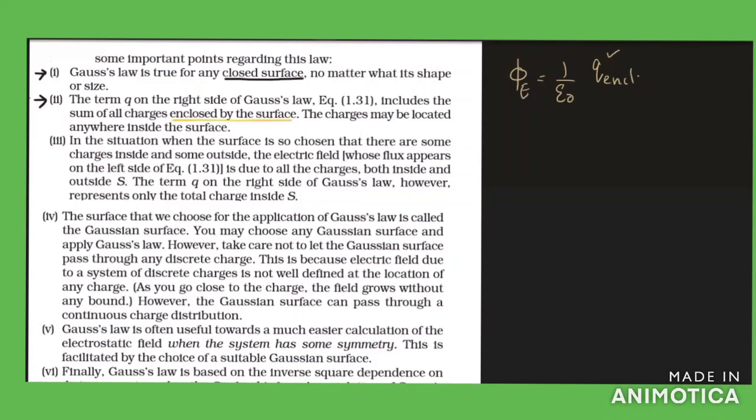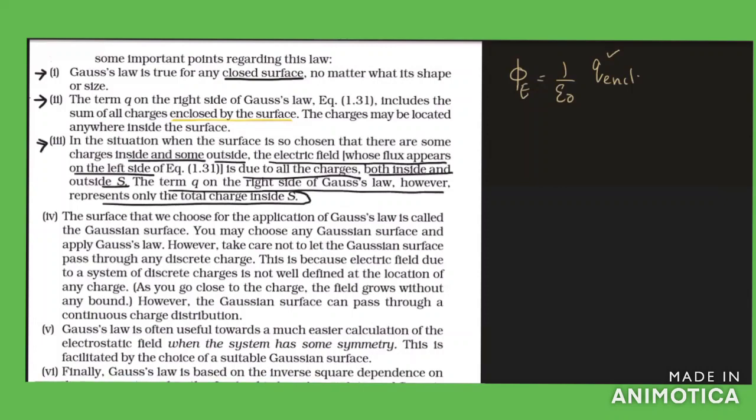In the situation when the surface is so chosen that there are some charges inside and some charges outside, the electric field whose flux appears on the left side is due to all the charges, both inside and outside. But the term Q on the right side, however, represents only the total charges inside. Now consider a situation in which there are some charges inside the Gaussian surface and some charges outside the Gaussian surface.